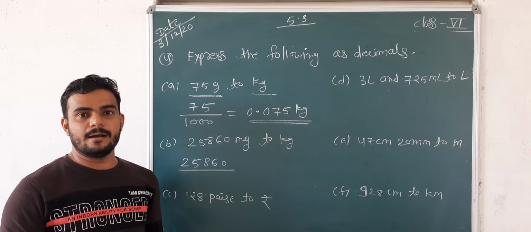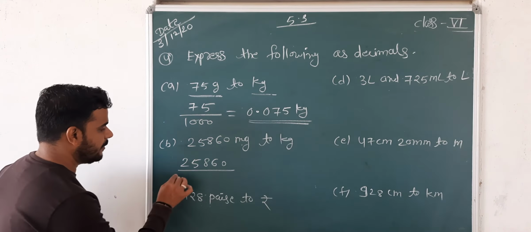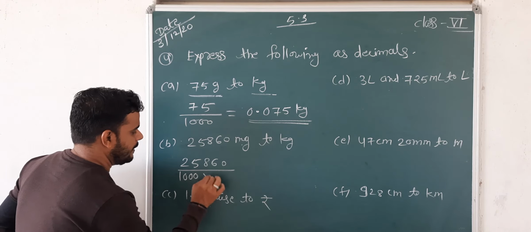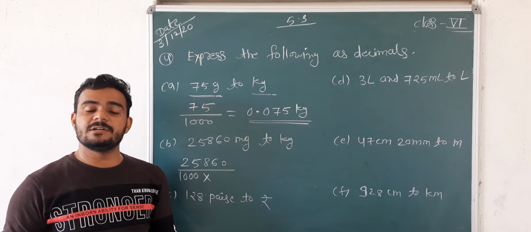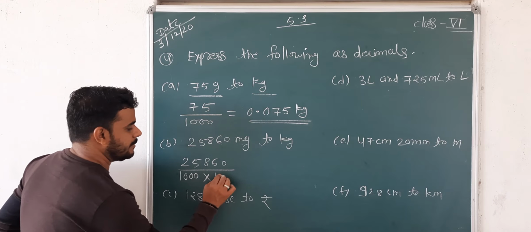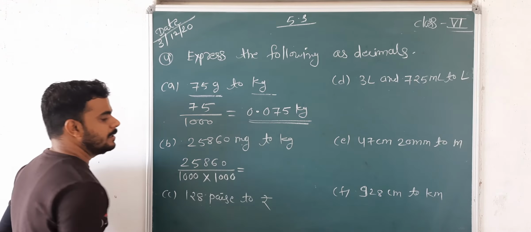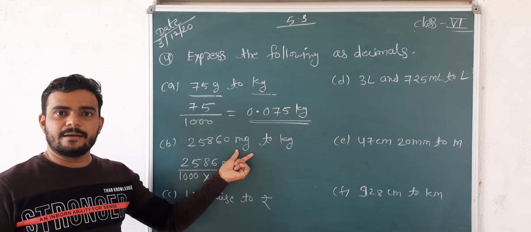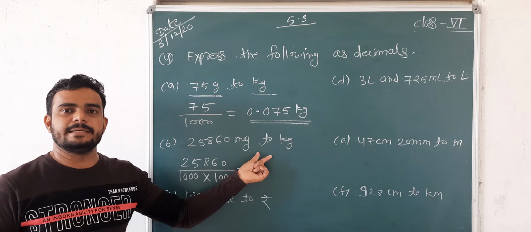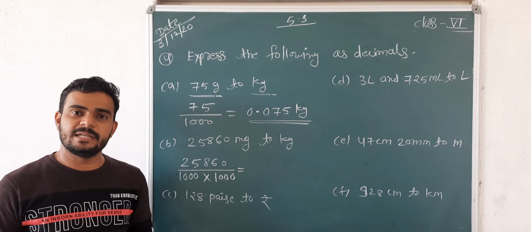1 gram equals 1000 mg. So first here 1000 into, afterwards kg also. We know that 1 kg equals 1000 gram, then 2 times 1000. Why 2 times 1000? As you know that 1 gram equals 1000 mg.